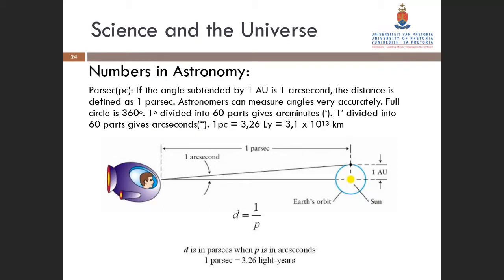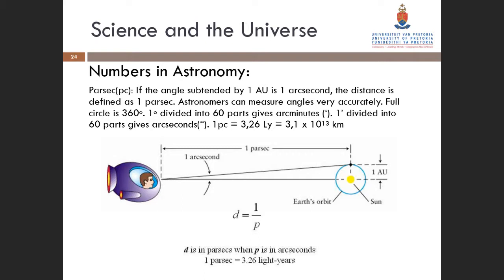Astronomers can measure angles very accurately. Full circle is 360 degrees, divided by 1 degree divided by 60 parts gives arc minutes. 1 divided into 60 parts gives arc seconds. So, say for example, we can get into a spaceship and get far away from Earth. So here we can see, if we get far away from Earth, here's our spaceship, here's the Sun, here's Earth. And the Earth is 1 AU away from our Sun. And then the angle it makes is 1 arc second.